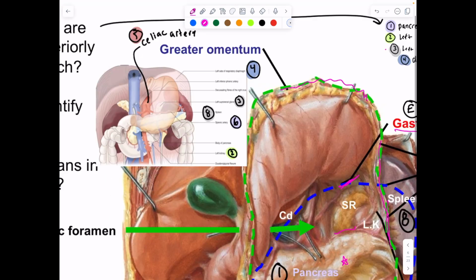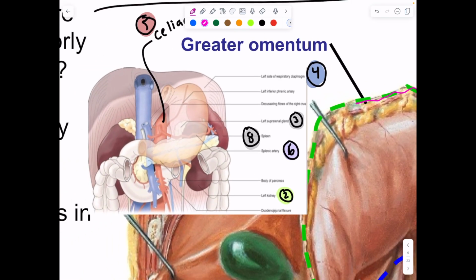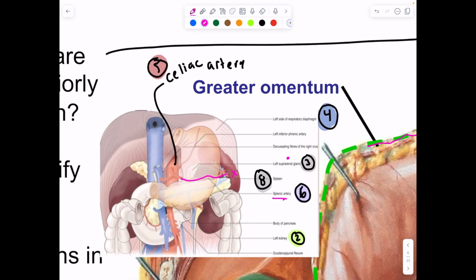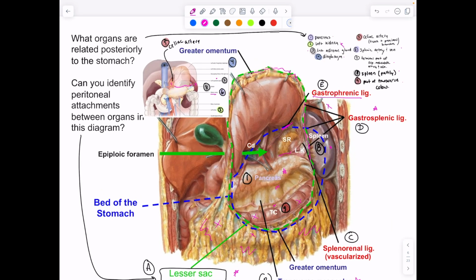Okay, not too bad. And then just a couple of things here, mentioning these retroperitoneal organs: we have our left suprarenal gland on top of the kidney. We have the spleen right here, and then we have the splenic artery going to the spleen from our celiac trunk, which we can see right here. And we'll get more into that a bit later.